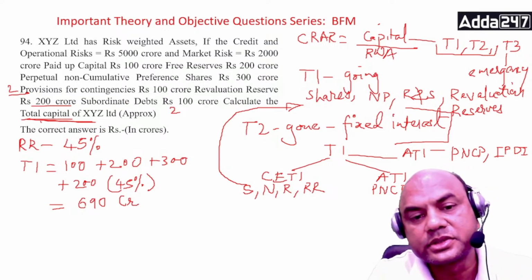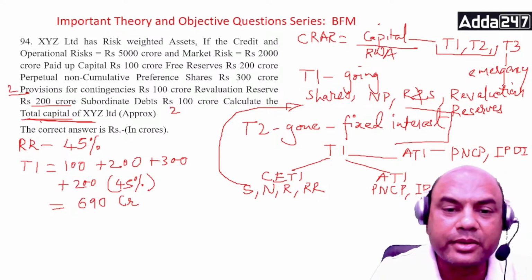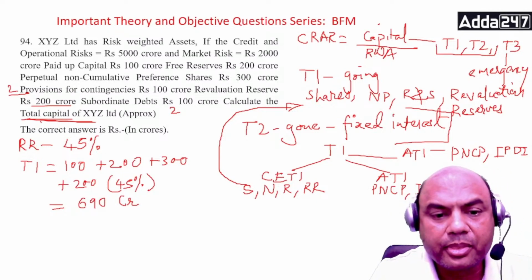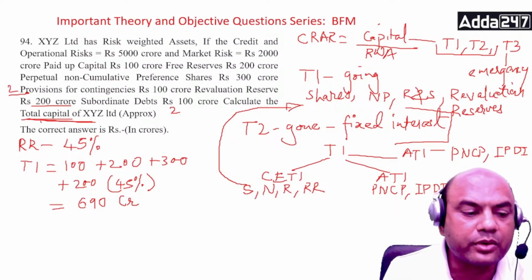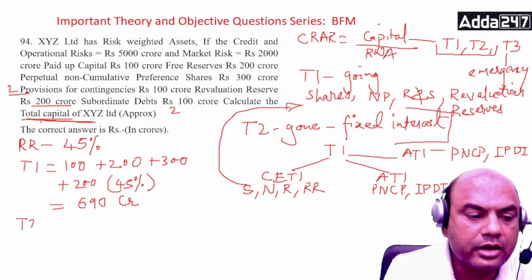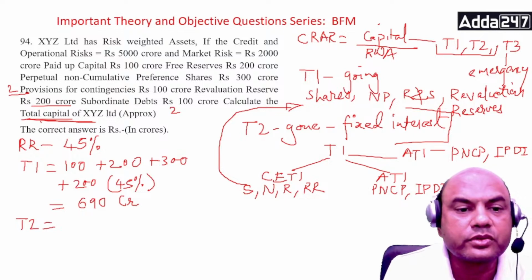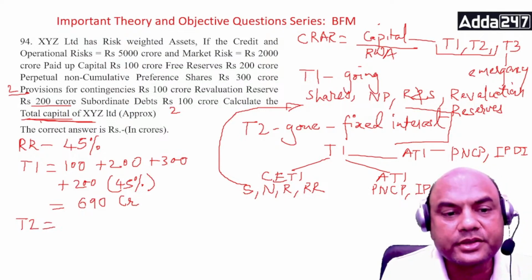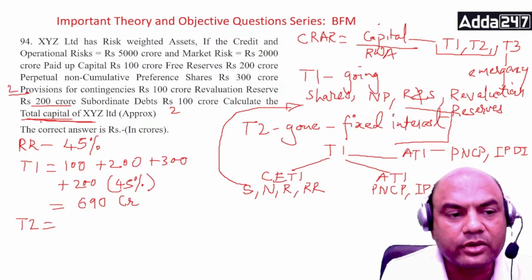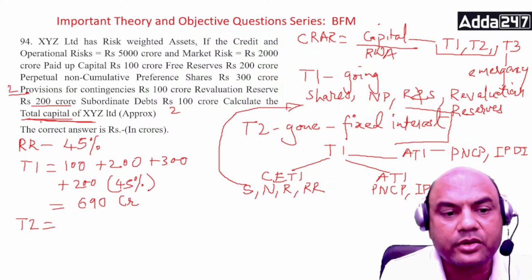T2 capital equals to, see this, what's remaining now? T2, this 200 crores. What is that? Free reserves, anything over here? Market risk, let me see. Okay, now let's focus on T2. So T2 equals to what? Market risk 2000, paid up capital, free reserves 200, PNCP not there, provision for contingencies 100 crores.